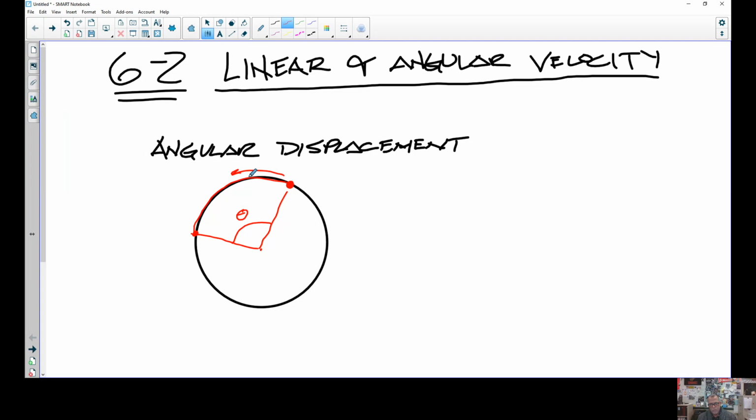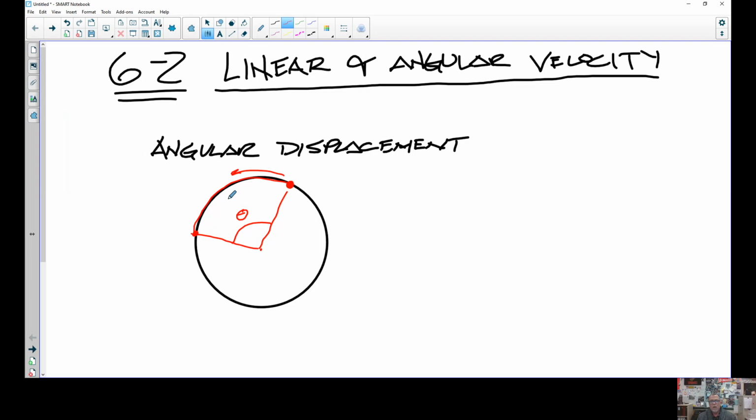As a formal definition, it would be a circular object that rotates about its center. The object at its edge moves through an angle relative to the object's starting position. So again, relative to its starting position, as the circle rotates this point around the radius, that displacement in an angle is its angular displacement.